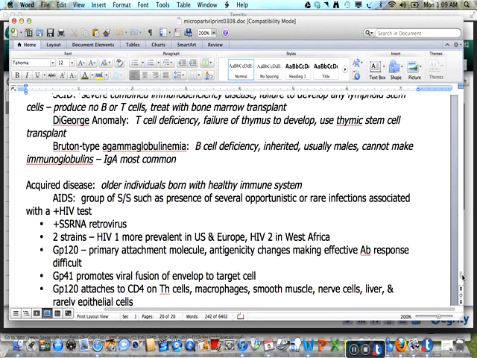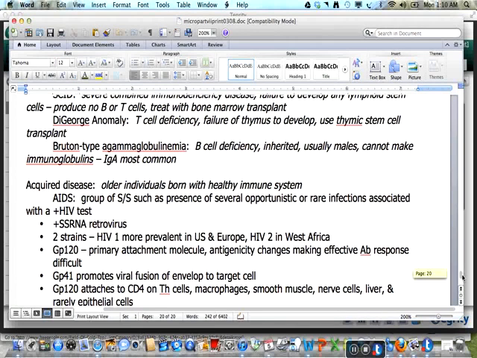GP120 is the primary attachment molecule, and the antigenicity varies, making an effective antibody response difficult. GP41 promotes viral fusion of the envelope to the target cell. GP120 attaches to the CD4 marker on the T helper cells, making those the infected cell. GP120 also attaches on macrophages, smooth muscle, nerve, liver, and rarely epithelial cells.